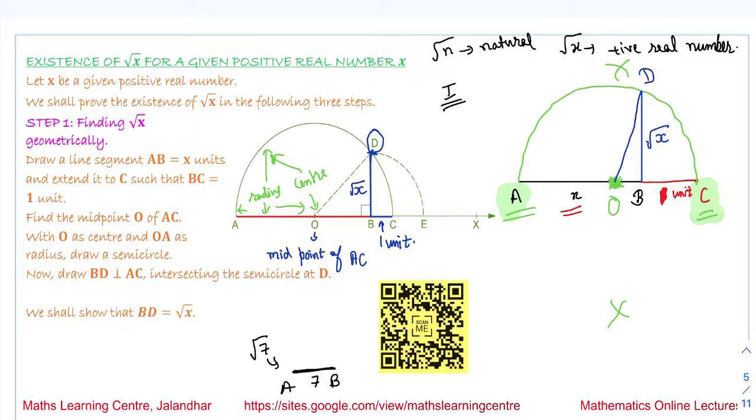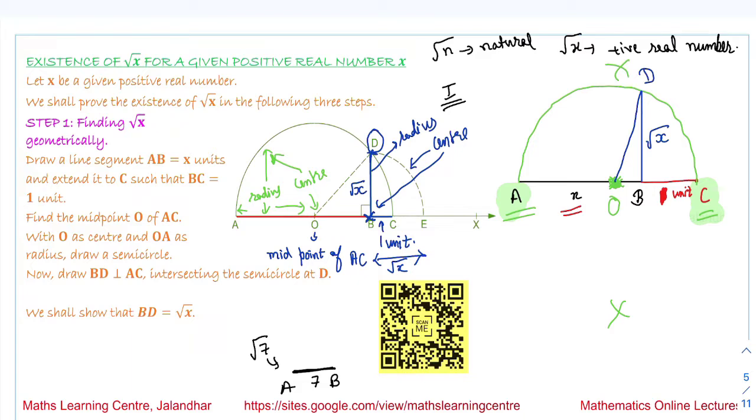Now how will we mark this on the line? We will keep the compass at this point B and draw the circle with radius BD. So basically the circle that is shown over here, its center is B and its radius is BD. So this distance BE is basically square root of X.